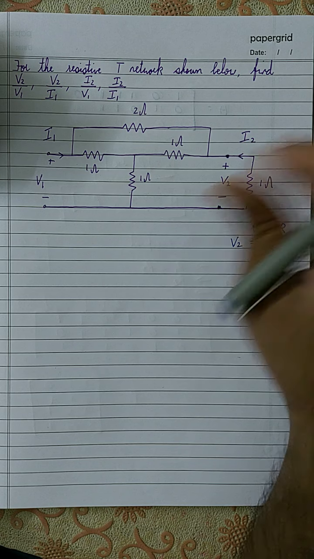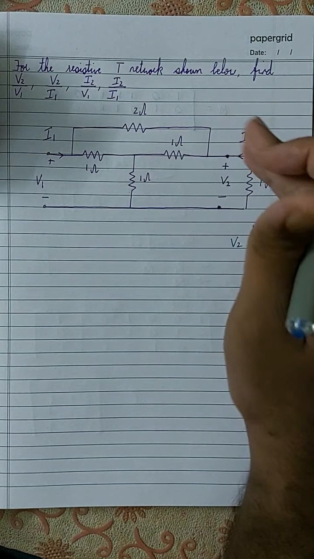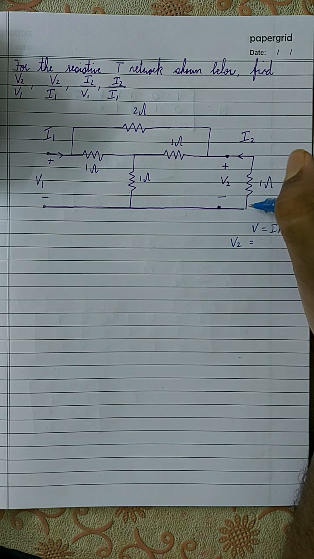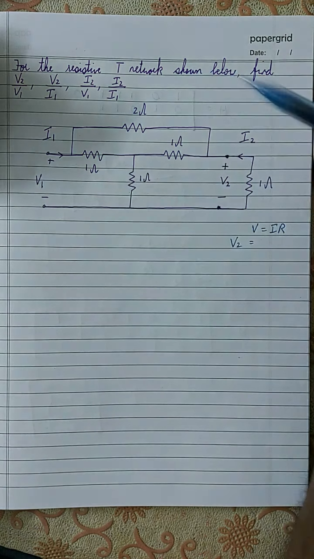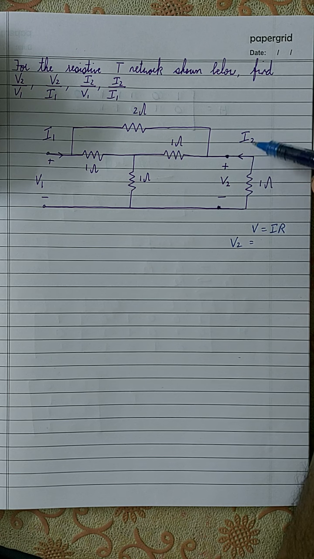So let's start. In this case, what is V2? V2 is the voltage across this resistor. V1 is the voltage source. V2 is the voltage across this 1 ohm resistor. What is the current through the 1 ohm resistor? That current is called I2.